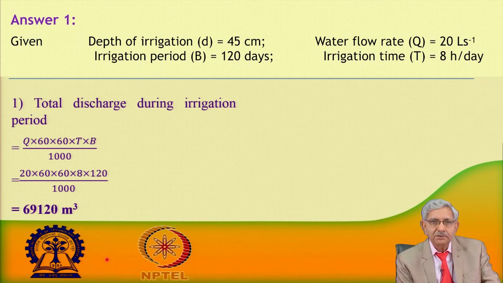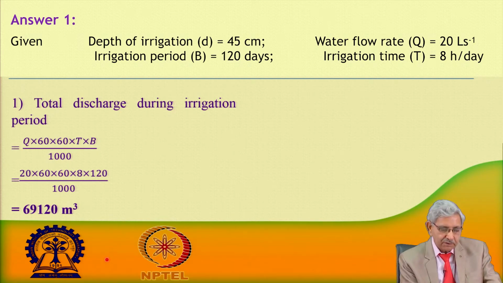So, total discharge during the irrigation period can be worked out in volumetric form. 20 liter per second is the discharge, applied for 8 hours in a day, and 120 days is the irrigation period. So, 69,120 is the total volume of water which will be delivered by this stream.